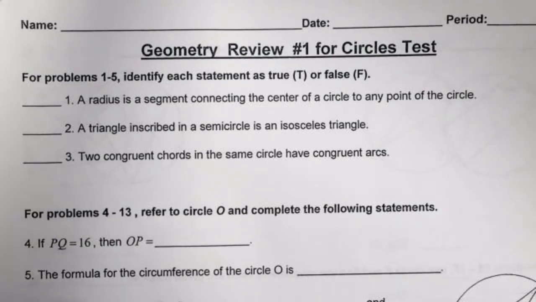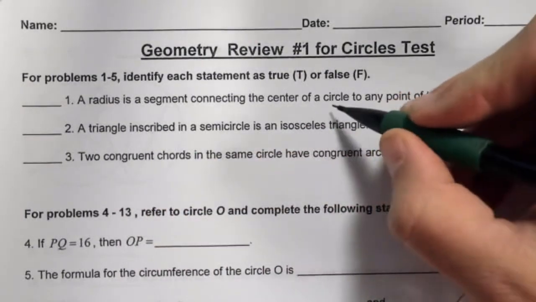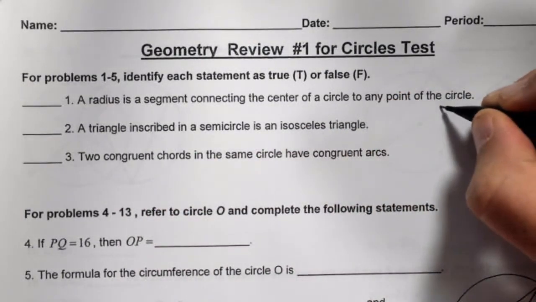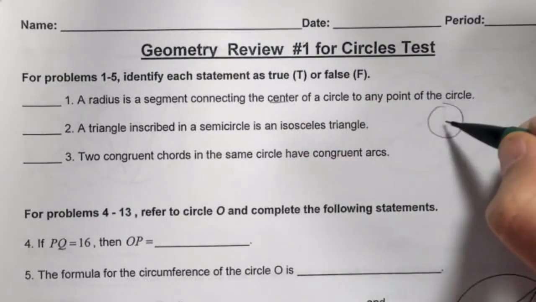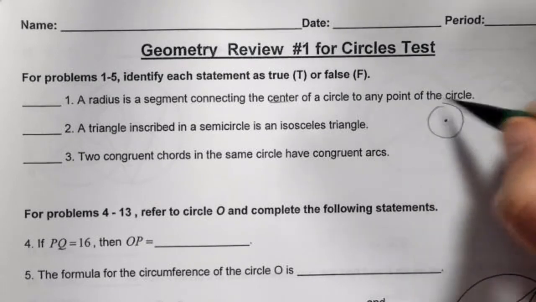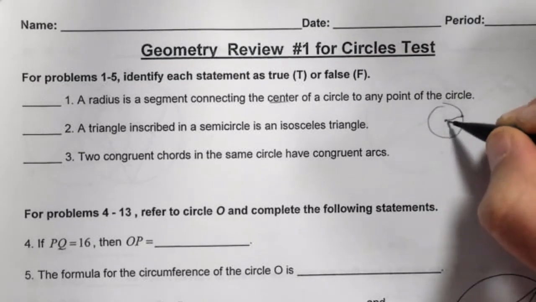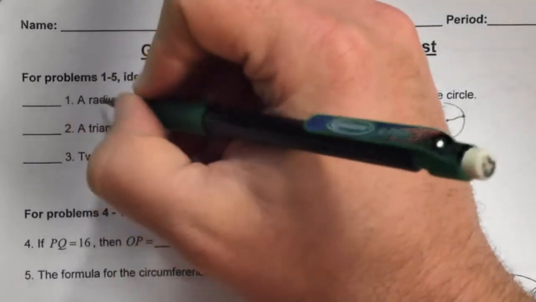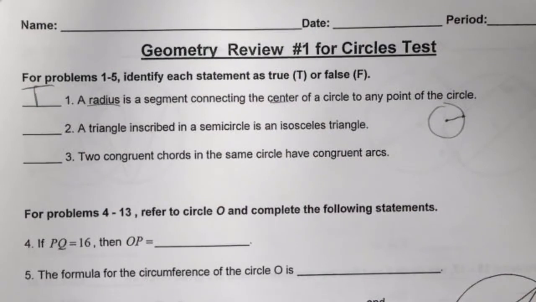Now, number 1, a radius is a segment of a circle connecting the center of the circle to any point of the circle. So we've got a circle. We're going to connect the center. And then it says any point, so I can just pick one and then connect those two. And yes, that does look like a radius to me. So remember, a radius is exactly half the diameter. That one is going to be true.